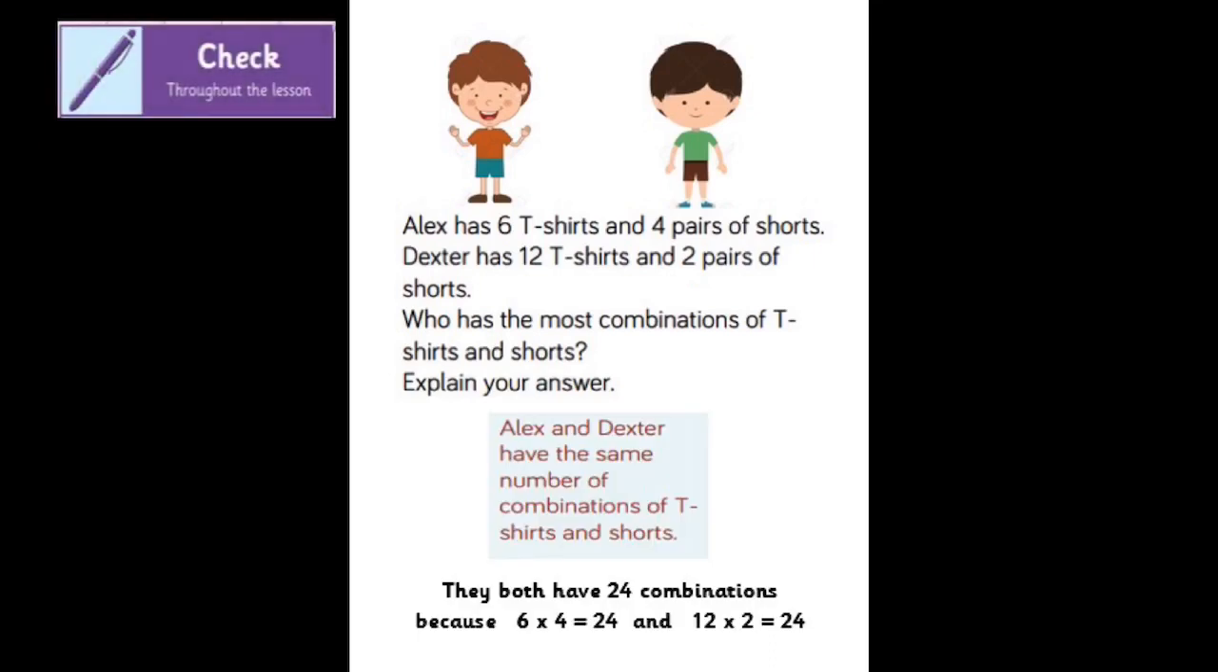Okay, so how did you get on with that? Well, actually, Alex and Dexter both have the same number of combinations of shorts and t-shirts. They've both got 24 combinations because, as we can see, 6 times 4 is 24. So Alex has 6 t-shirts and 4 pairs of shorts. Dexter has 12 t-shirts and 2 pairs of shorts. So 12 times 2 is also 24. So they've both got the same number of combinations.